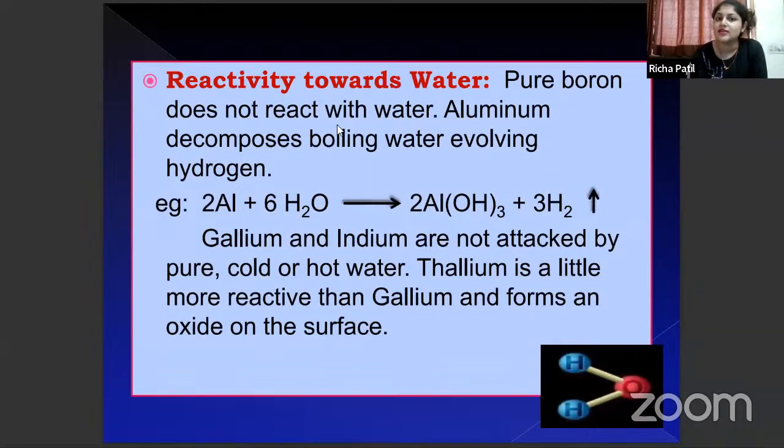Pure boron does not react with water. Aluminium decomposes boiling water, evolving hydrogen. When aluminium reacts with water, it gives aluminium hydroxide and H2, hydrogen gas, is liberated. Gallium and indium are not attacked by pure cold or hot water. Thallium is a little more reactive than gallium and forms an oxide on the surface. So just remember that boron does not react with water, while aluminium reacts with water to give aluminium hydroxide.